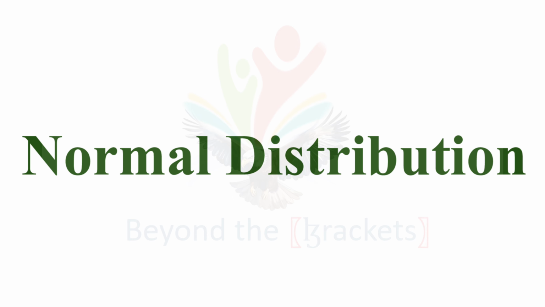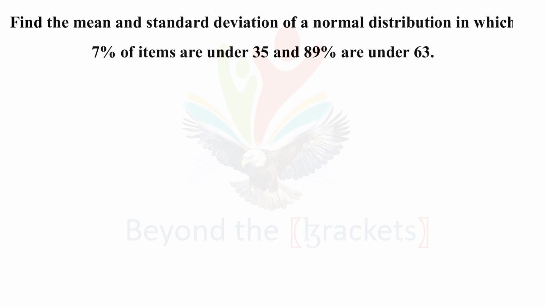Let's continue our discussion on the normal distribution. We'll solve a few more problems related to normal distribution. The first question reads, find the mean and standard deviation of a normal distribution in which 7% of items are under 35 and 89% are under 63.